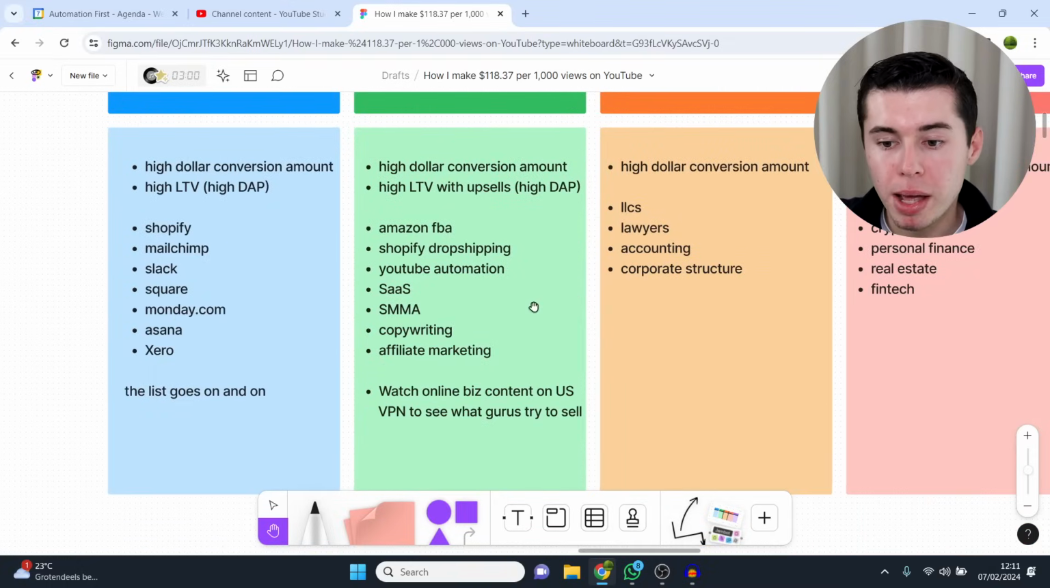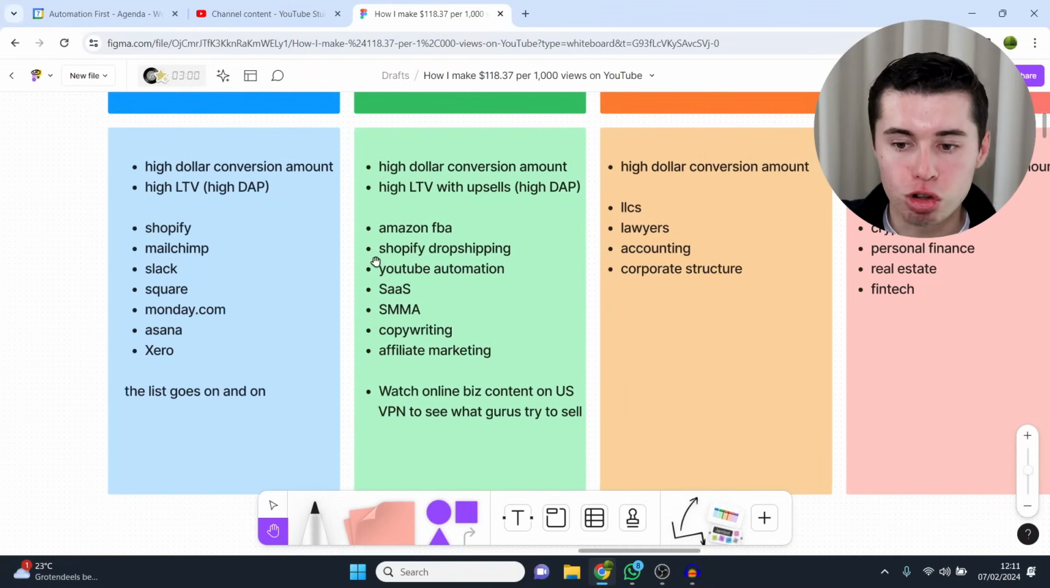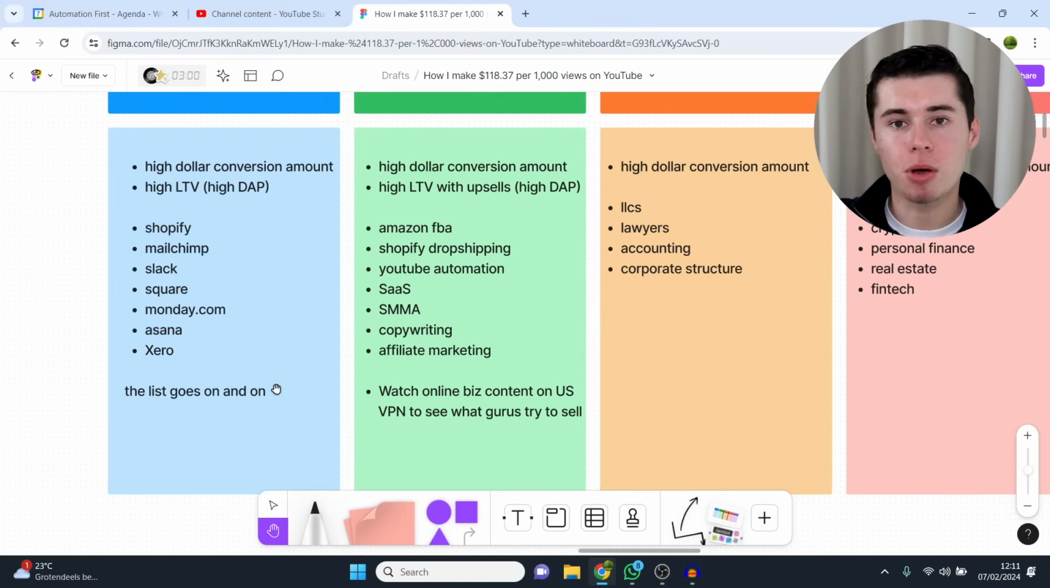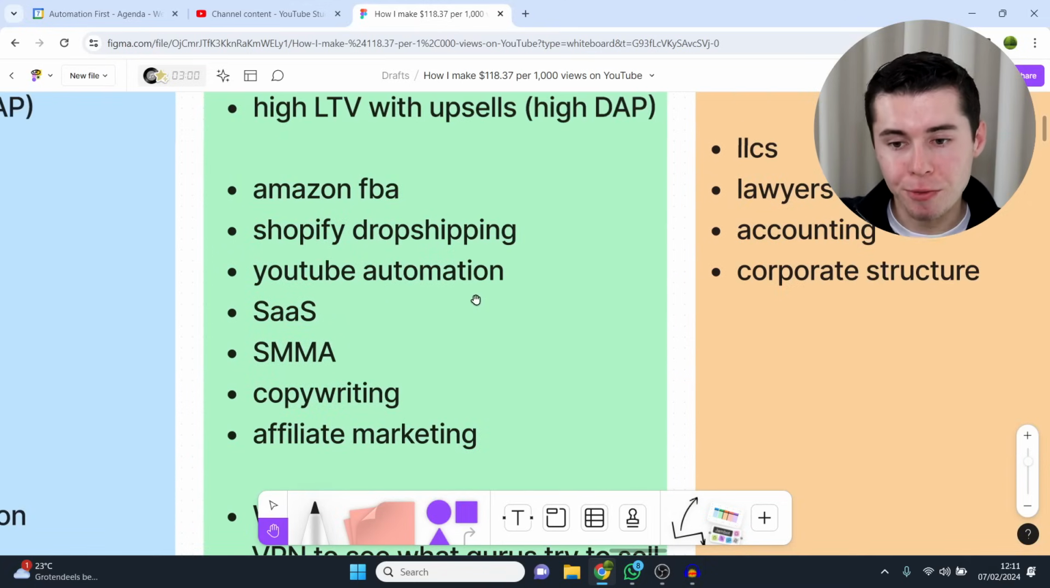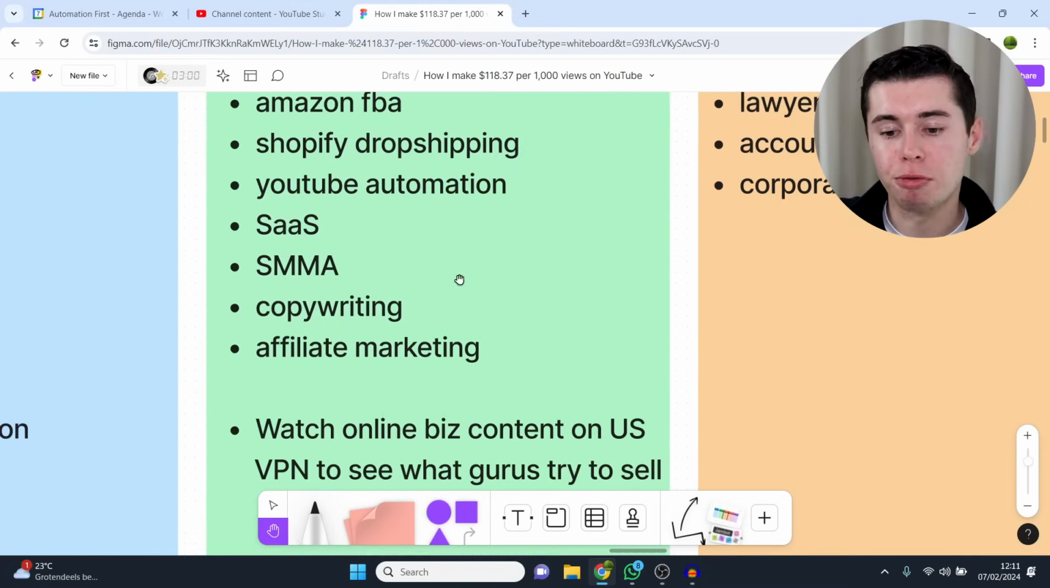Examples of this would be making content about Amazon FBA, Shopify dropshipping, YouTube automation, SaaS, SMMA, copywriting, affiliate marketing, and the list goes on, because these are business models where gurus are advertising so that they can get in front of the audience that then converts into a sale for their course.